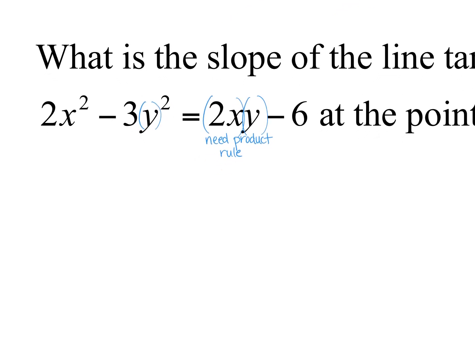So the derivative of 2x squared is 4x minus, and now I need the derivative of 3 parentheses y squared. So that would be 6 parentheses y to the first. And those parentheses remind me that I need the chain rule on what is still in the parentheses.